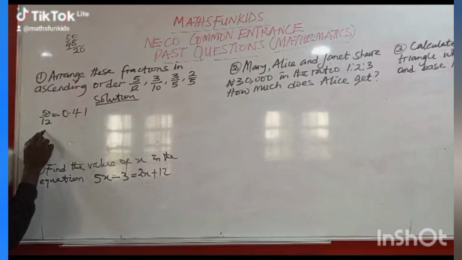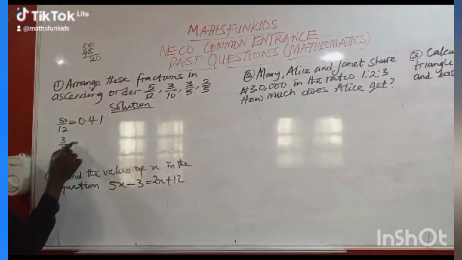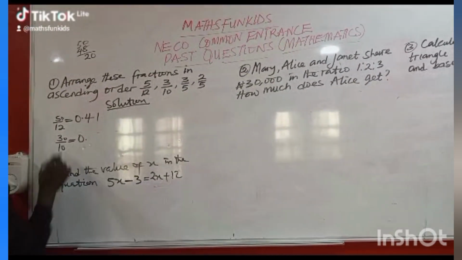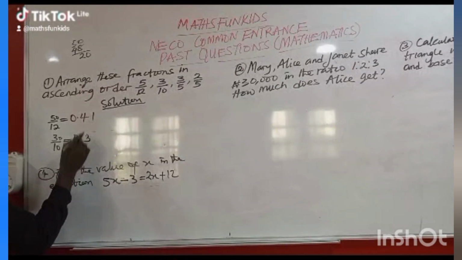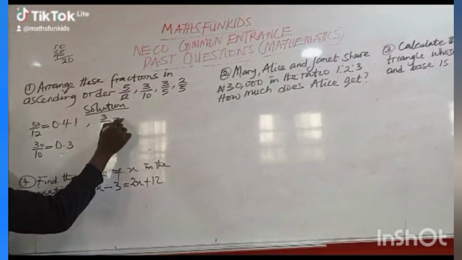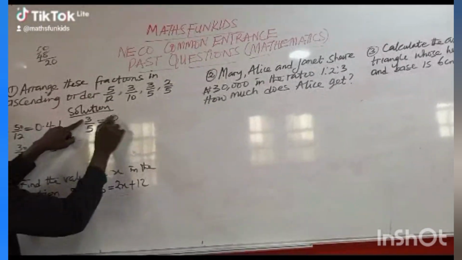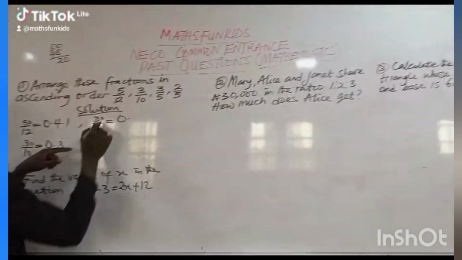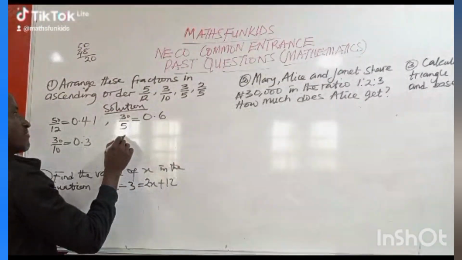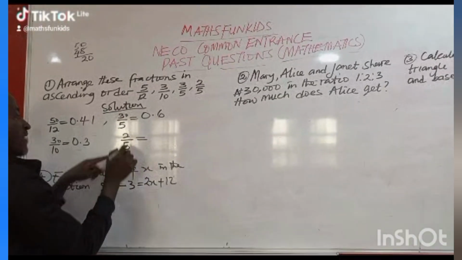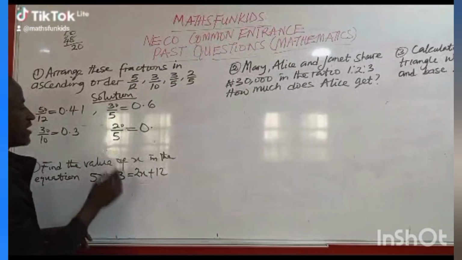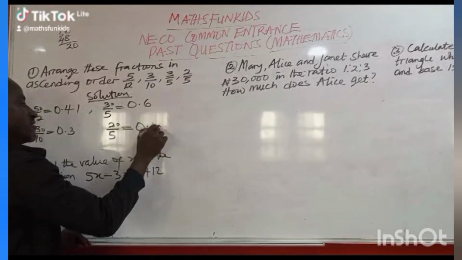Let's take the second fraction, 3/10, and convert it to decimal. Can 10 go in 3? No, 0. Now add 0 to this, you have 30. 10 goes into 30 three times. Now the next one is 3/5. 5 goes in 3, no. Decimal point, add 0, you have 30. 5 goes in 30 six times. Now the last one is 2/5. 5 cannot go in 2, you write 0, put a decimal point, add 0 to this, you have 20. 5 goes in 20 four times.